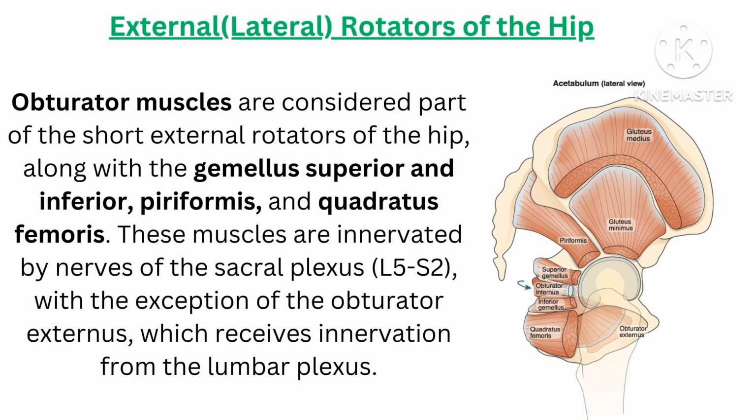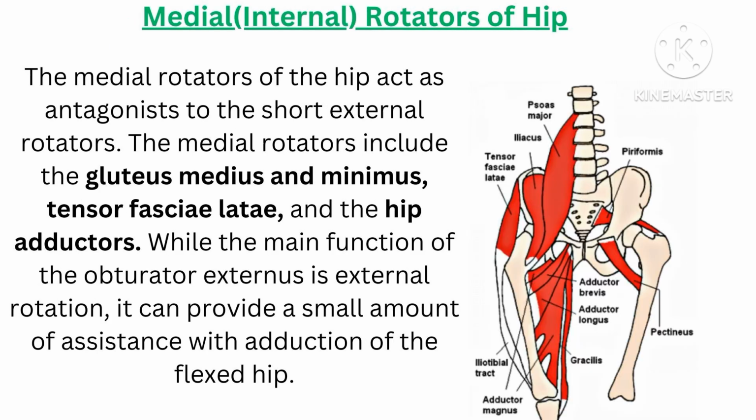The short external rotators of the hip originate from the pelvic region and insert onto the greater trochanter of the femur. The muscles in this group sit posteriorly to the pelvic bone. During contraction, the muscles shorten and work synergistically to rotate the femur laterally. The medial rotators of the hip act as antagonists to the short external rotators. The medial rotators include the gluteus medius and minimus, tensor fasciae latae, and the hip adductors.